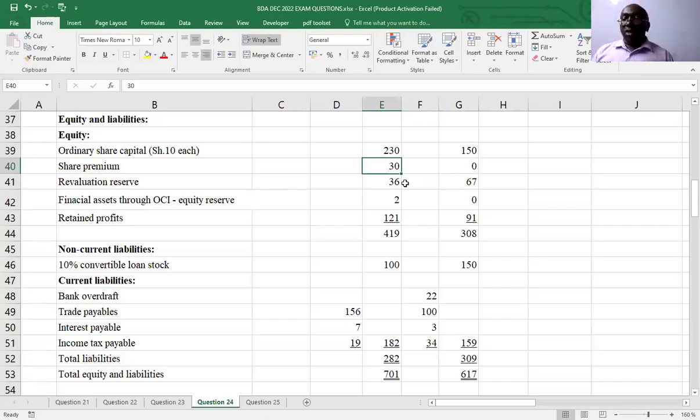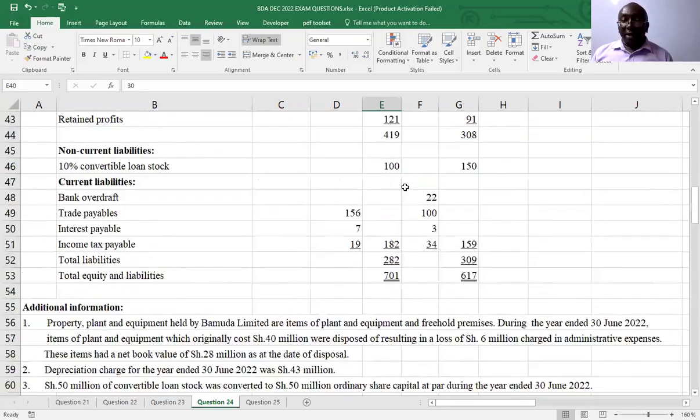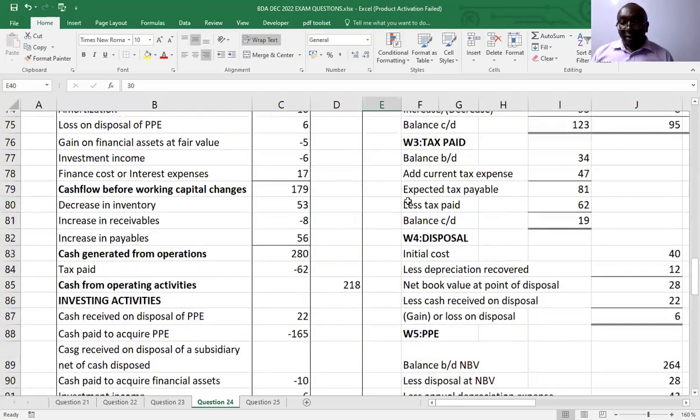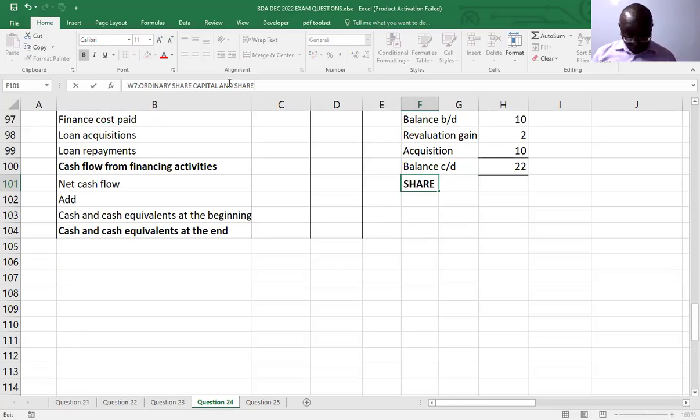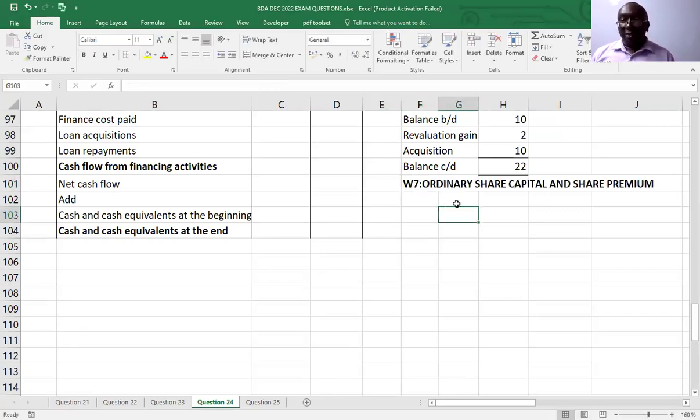So we can do independent accounts or we can combine. And I want to combine. So ordinary share capital and share premium. The concept is the same. They are one and the same thing. Actually, the share premium later on will be removed when we do a rights issue or a bonus. So how do we deal with this? Again, the same format.